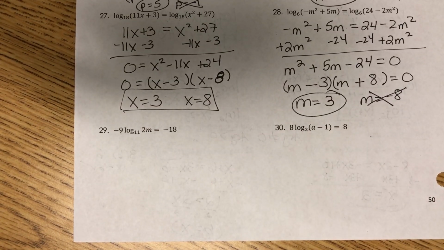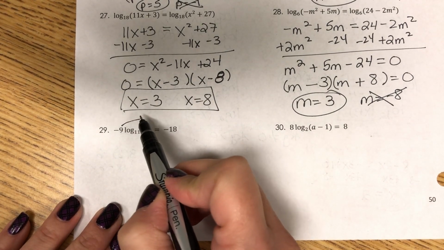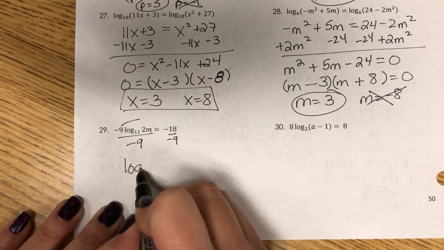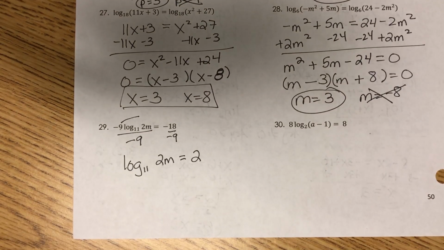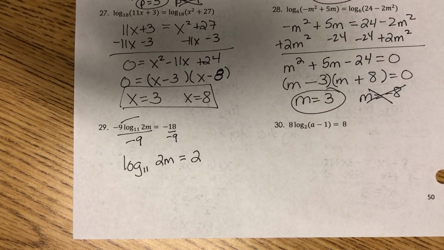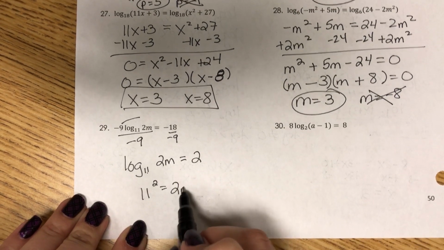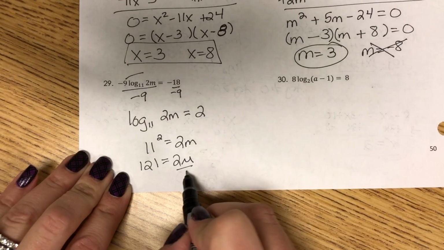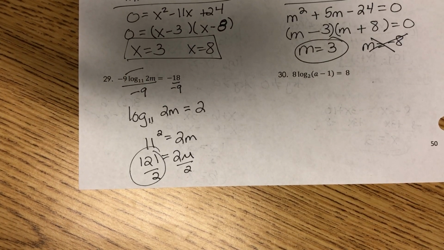Oh, finally, something different for 29. No log base is the same on both sides, so instead I'm going to divide both sides by negative 9 to isolate my log. Then I'm going to change it to exponential. 11 squared equals 2m. And then divide by 2. So 121 divided by 2 is m.